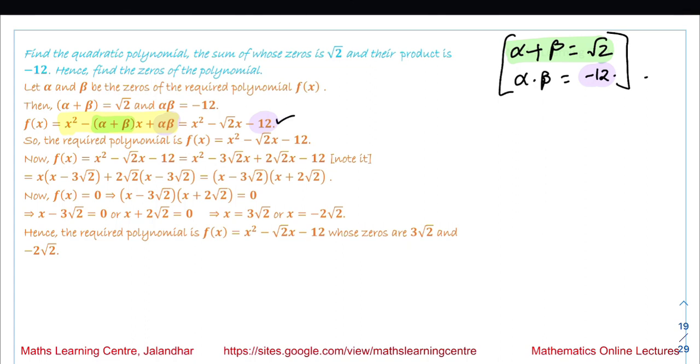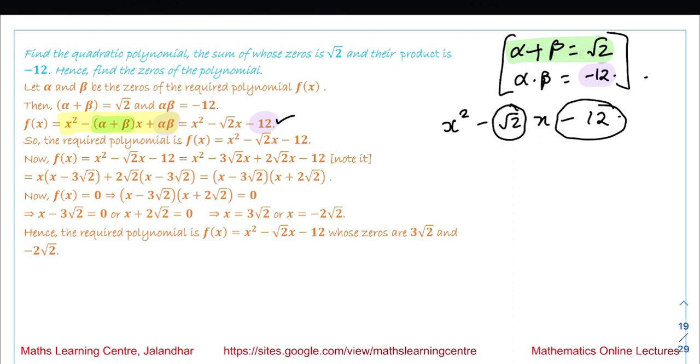Now we have to find the zeros of this polynomial. To find the zeros, it means we have to factorize this polynomial first. If we look at this polynomial, it is x² − √2x − 12. So what we want is that the sum should be −√2 and the product should be −12.